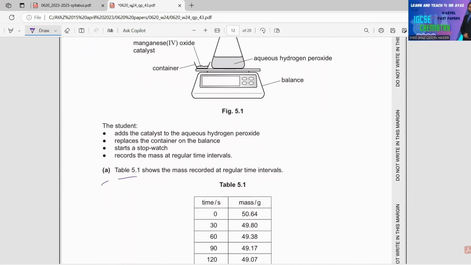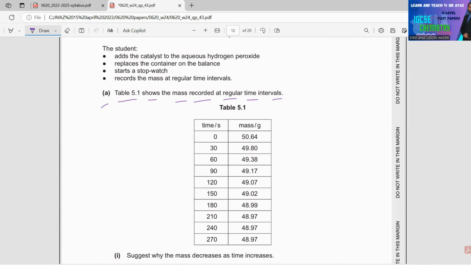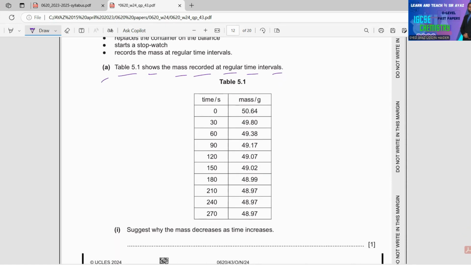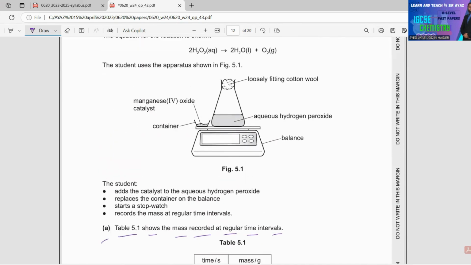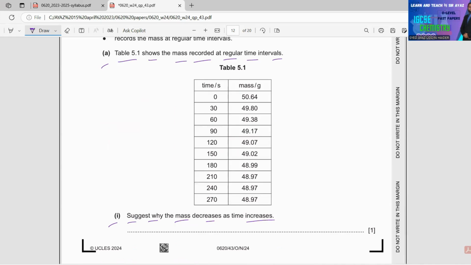A. Table 5.1 shows the mass recorded at regular time intervals. This is table 5.1. You see the mass at regular time intervals, the mass recorded. Part 1 suggests why the mass decreases as time increases. If you look at the equation, during this reaction, the gas is released, which is O2 gas. So, O2 gas escapes from the flask.